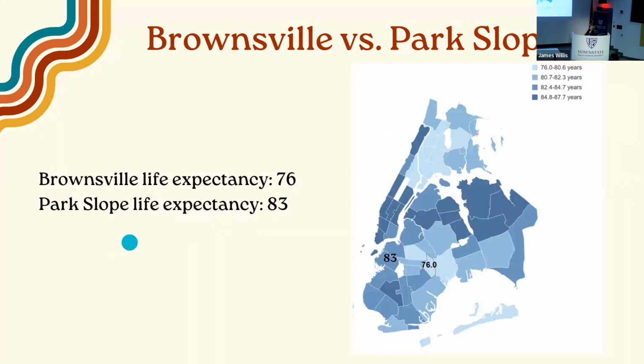Also, the life expectancy is quite different. In Park Slope, life expectancy is 83 years. In Brownsville, it's 76 years.